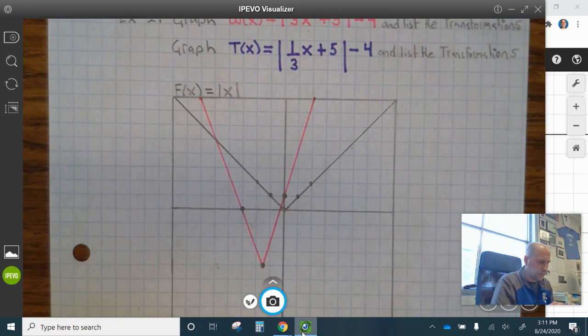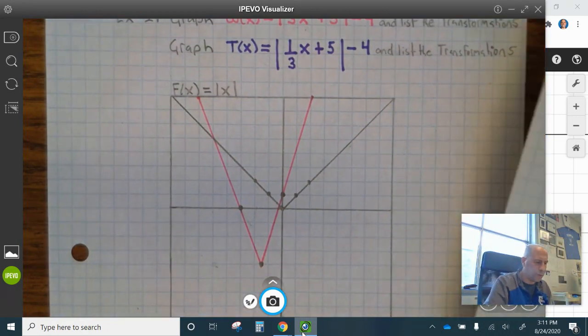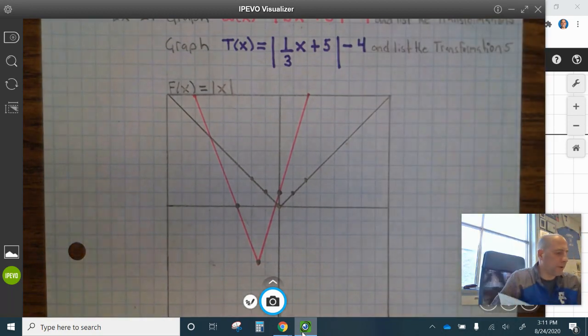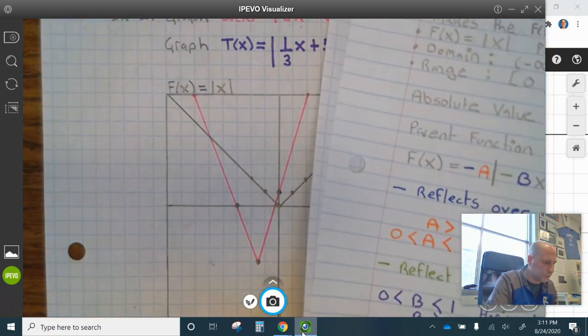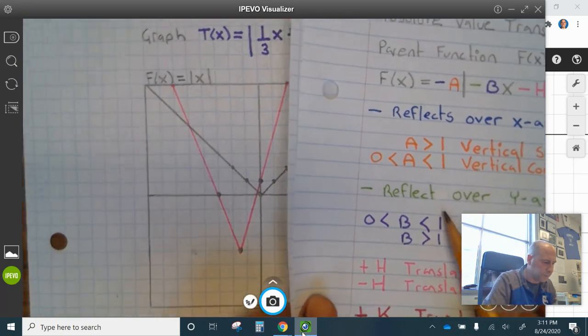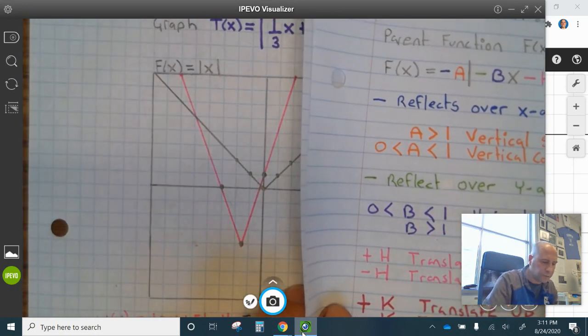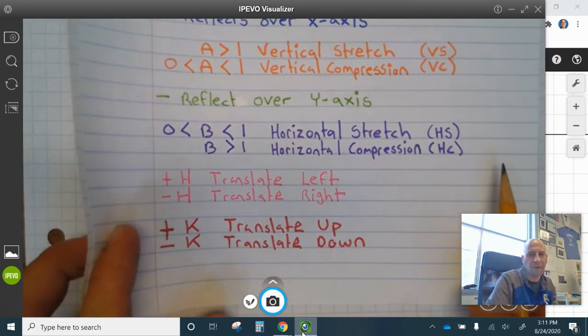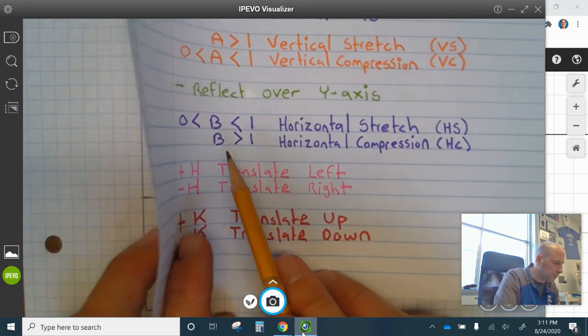And let's go ahead and list those transformations. And I want to review my notes. Oh, that's the example page. Now you'll see that we're looking at the B value, and in this case the B value is greater than 1, so it's a horizontal compression. Oh, sorry. The B value in this case is 3, so it's greater than 1, it's a horizontal compression.